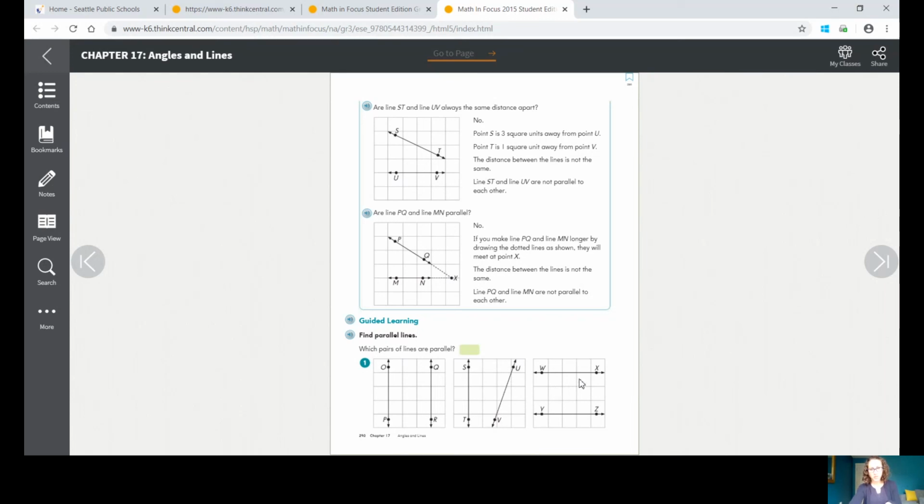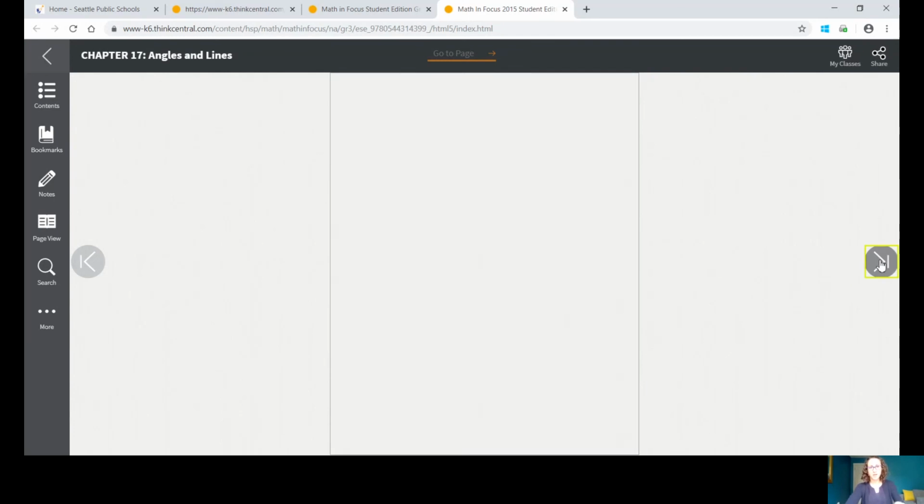Let's see, WX and YZ, 3 units here, 3 units here. So yep, those lines are parallel. They are never going to meet.